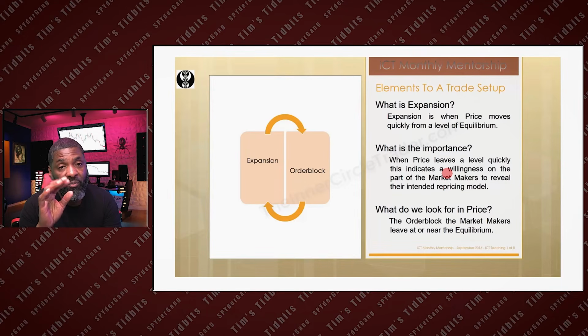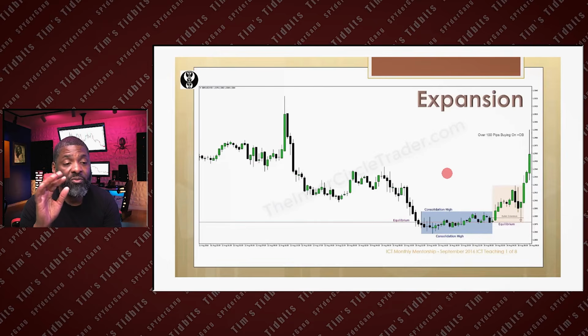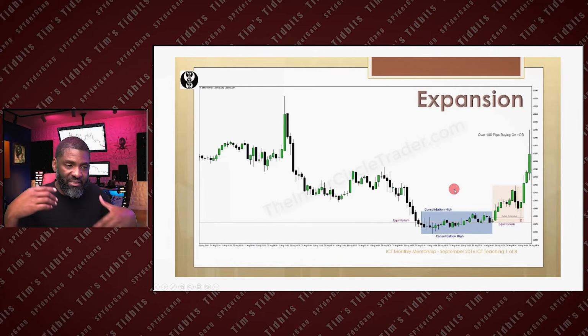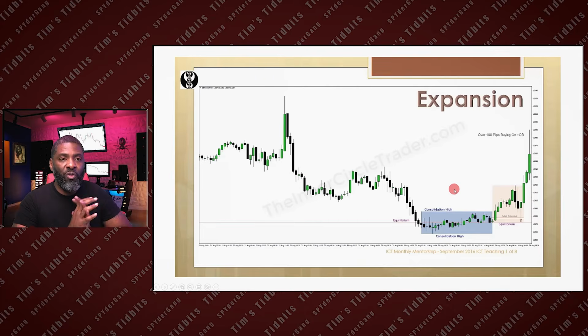Now, what I want you to do is look through price. You pick a time frame. I like to do stuff on the hourly. The lower the time frame, the more PD arrays you're going to see. I like the hourly time frame because it gives you a good overview of price.